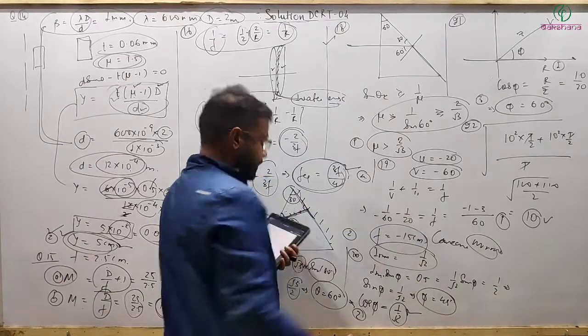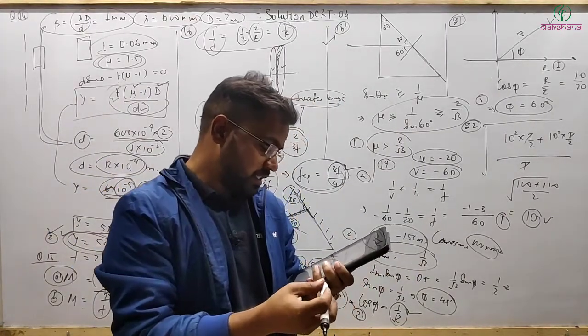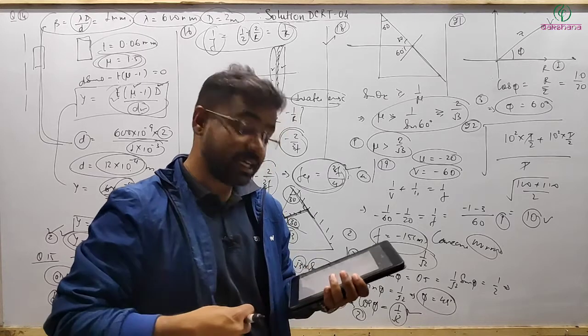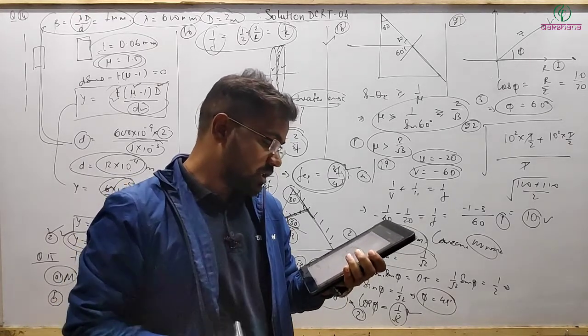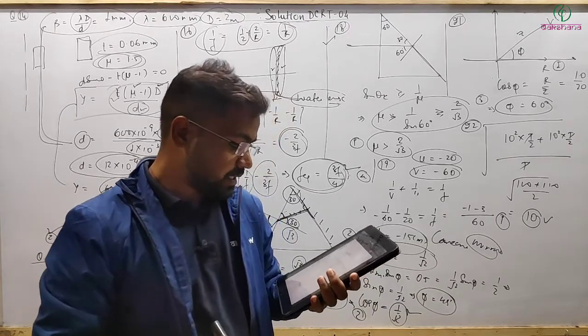Next, question number 18. A light ray is incident normally on the surface AB of the prism of refracting angle 60 degrees. If it does not emerge from surface AC, then find out the refractive index of the prism.